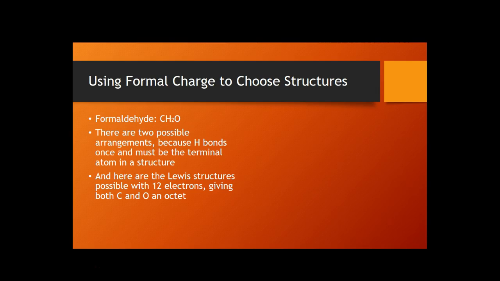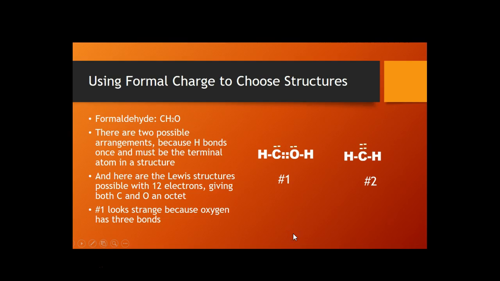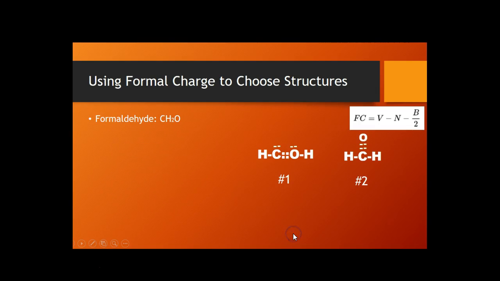We have 12 electrons, and we're going to give both carbon and oxygen an octet. There's the first one. That looks interesting, but it also looks strange, because you see the oxygen here has a double bond to the carbon and a single bond to the hydrogen. That's 3 bonds. That's very strange. Here's the second one, and of course there are 2 lone pairs up here on top of the second one.